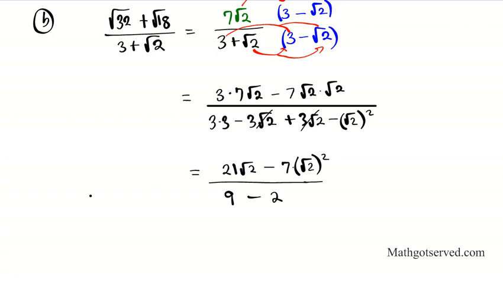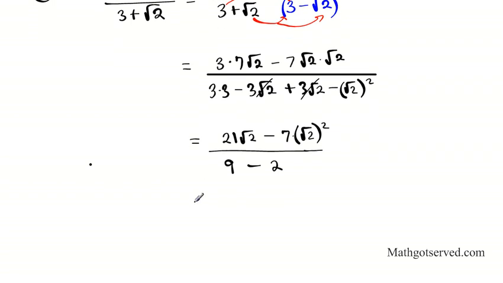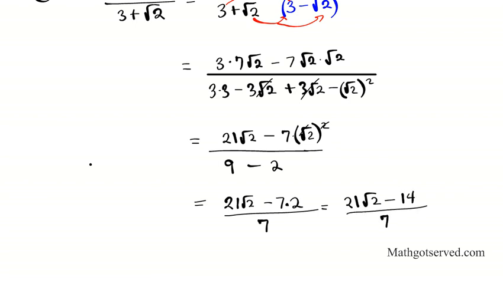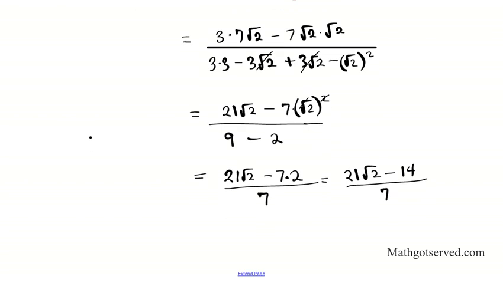In the numerator, we need to get rid of that root 2 squared, so we'll have 21 root 2 minus 7. Now square and square root are inverse operations, so they cancel each other out. 7 times 2. Okay? And then the denominator, 9 minus 2 is 7. Okay? So we're going to have 21 root 2 minus 14 divided by 7. Alright? So to finish this up, we simply divide the surd and the integer by 7.